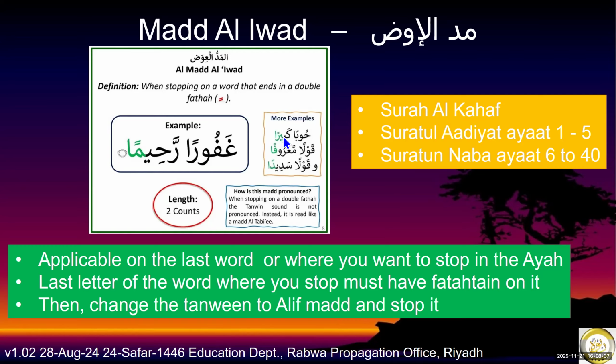Like here, kabiran. Kabiran, the actual last letter of the word has the fathatain. This kabiran, convert it into the alif mad. Kabira, marufa, sadida, ghafurur. Here what is it written? Ghafurar Rahima. Rahiman is actually written, but you have to make it with the alif mad and stop it.